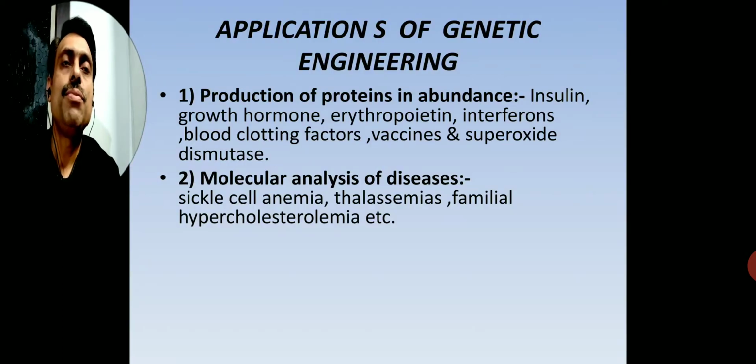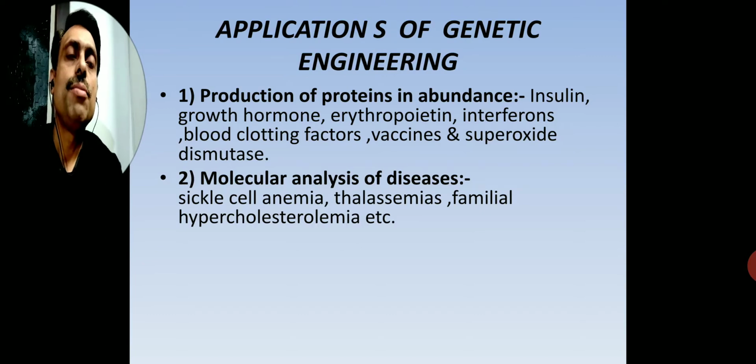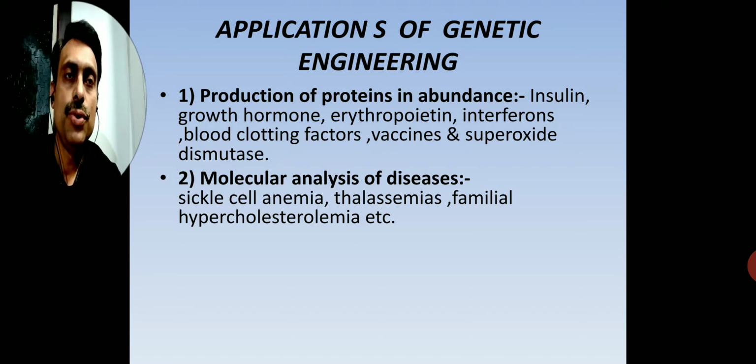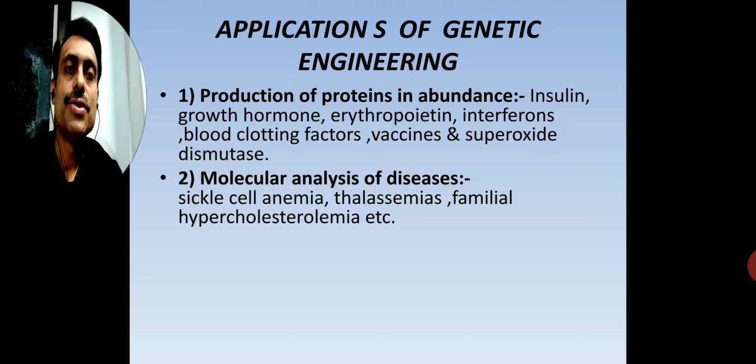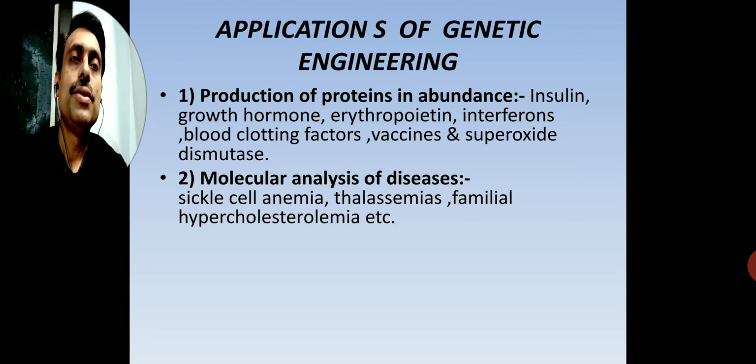So next important is what are the applications of genetic engineering. So production of proteins in abundance: insulin, growth hormone, erythropoietin, interferons, blood clotting factors, vaccines, superoxide dismutase, all these can be produced in abundance. So insulin is very important in treatment of diabetes. So human insulin is produced by recombinant DNA technology.